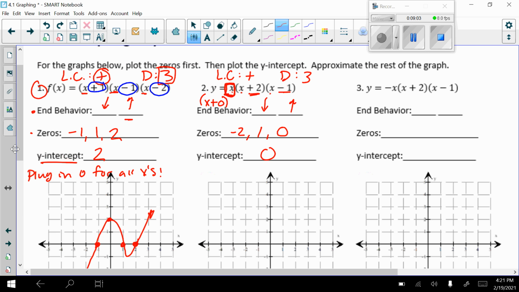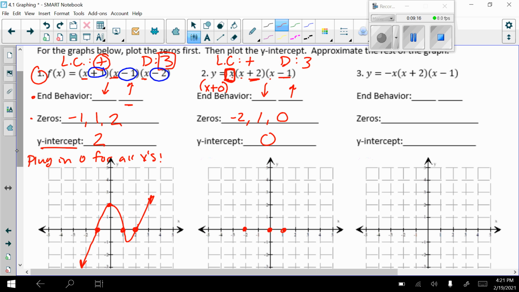Now we've got everything we need. We can go ahead and plot everything. My zeros are at negative 2, 1, and 0. And my y-intercept is also at 0. That's fine. That just means my y-intercept is at the origin. Okay, not a big deal. My end behavior, I'm going down on the left, I'm going up on the right. And then I can just connect the dots. I have to go up, I have to come back down to my y-intercept, and then I come back up there to where I cross the graph.